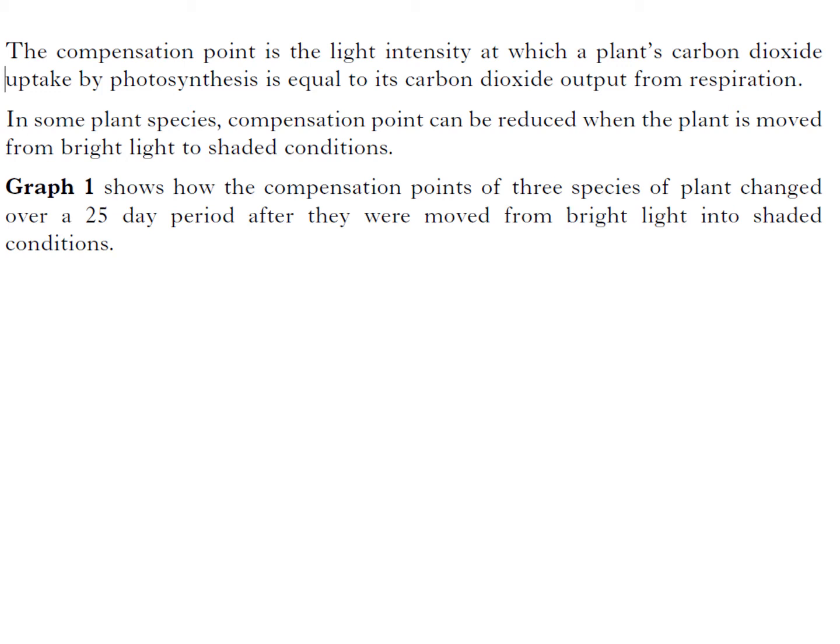So what they're saying is, at that point, it's exactly balanced. Every single bit of carbon dioxide that's being taken in by the plant is being used to produce food, which is then being pushed through respiration, and carbon dioxide is then being produced. Okay, so graph 1 is the compensation point of 3 species of plants over a 25-day period when they're moved from bright light into shaded.